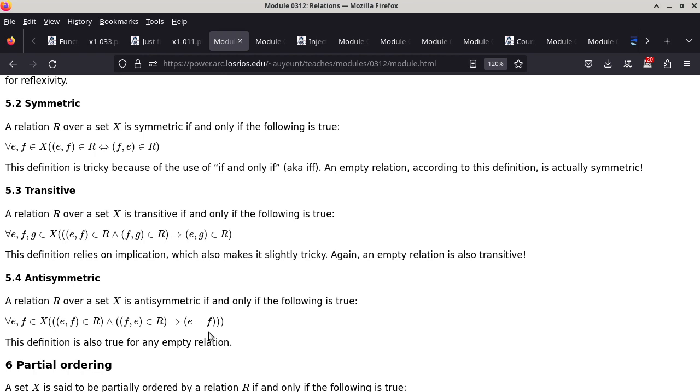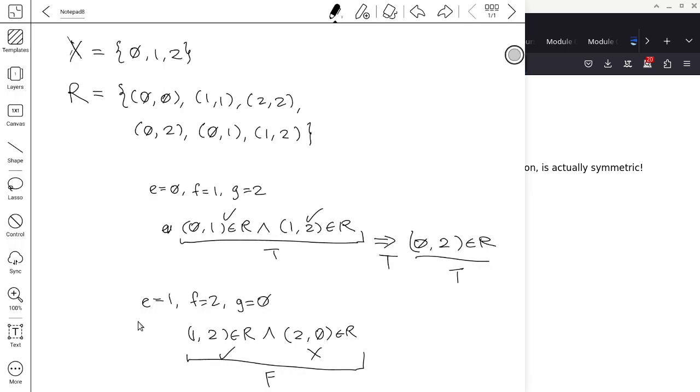If E and F need to be different, and yet we want EF to be in R and FE to be in R, that means we're looking for something like 1, 0 and 0, 1, okay? Both of those have to be in the set, or 1, 2 and 2, 1, or 0, 2 and 2, 0. That sort of stuff. But when you look at the example that we have, none of those, okay? 0, 2 is here, but 2, 0 is missing. 0, 1 is here, but 1, 0 is missing. 1, 2 is here, but 2, 1 is missing. So there's no reason for this to be not anti-symmetric.